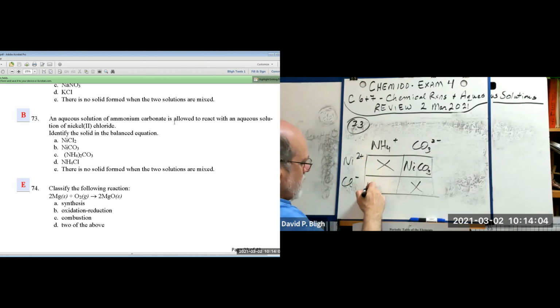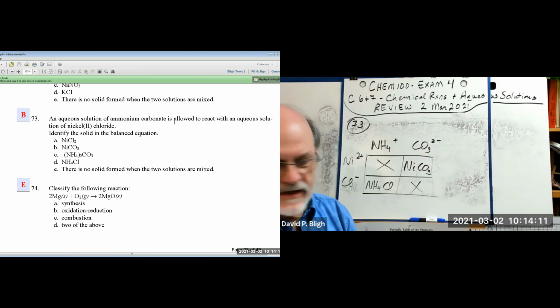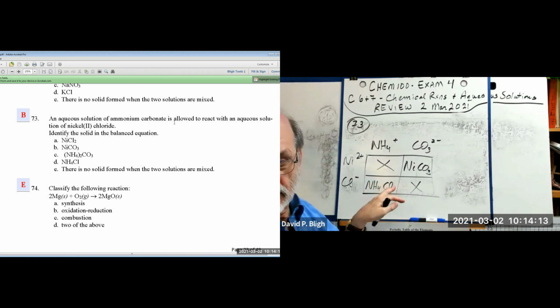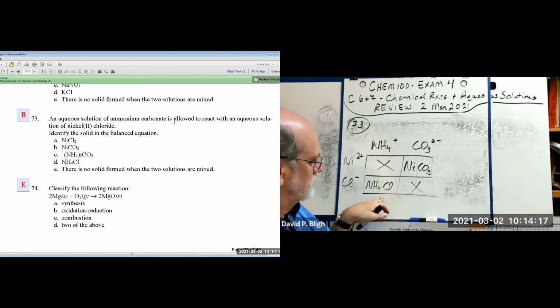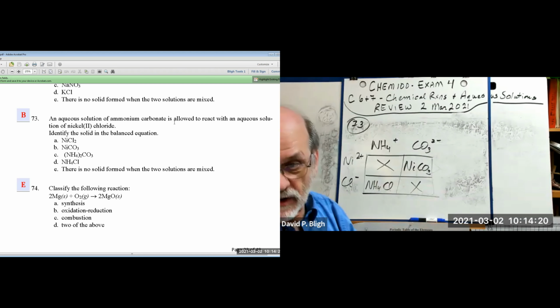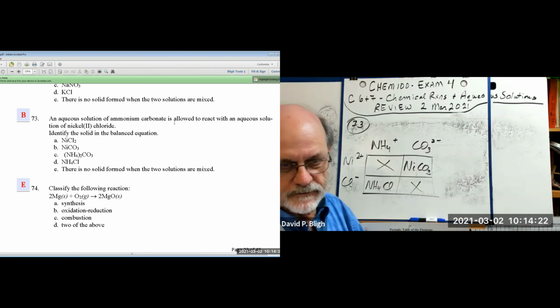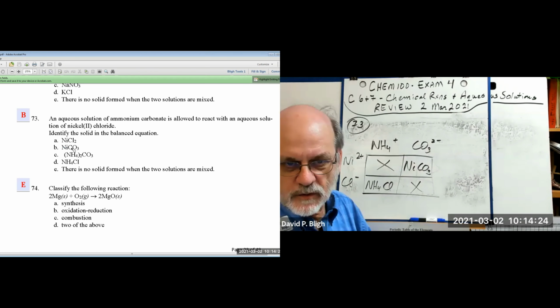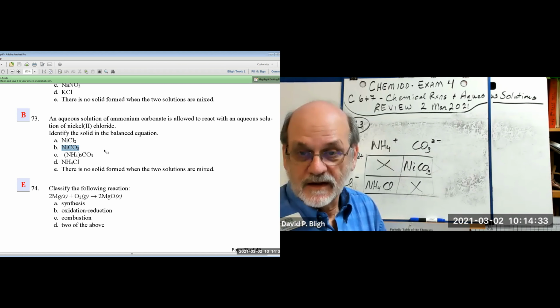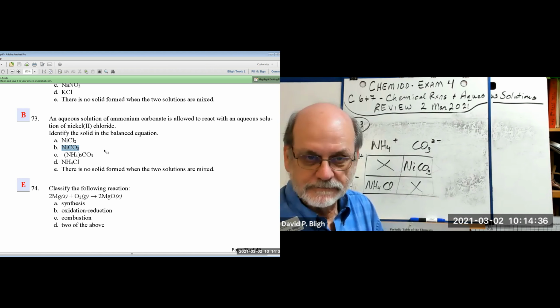And we have ammonium chloride, 1 plus, 1 minus. So those are the two possibilities. Just look them up, right? See if they're soluble. All ammonium salts are soluble. Nickel carbonate, look that one up. That one is insoluble. So that's why B is the answer for this one. Nickel carbonate is the solid that's formed in this reaction.